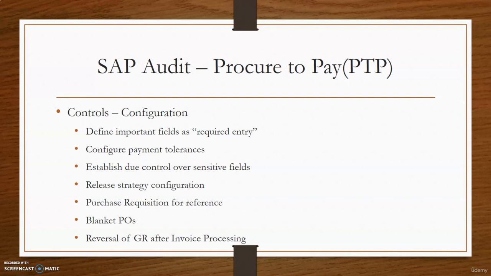Another is that we need to look for a robust release strategy configuration. Release strategy allows SAP to ensure appropriate authorization and control across the purchasing cycle and is an extremely powerful method of control. With this power comes complexity. However, with complexity comes the risk of error. For any SAP audit where purchasing is in scope, you are practically guaranteed an auditor will ask for the SAP configured release strategy.